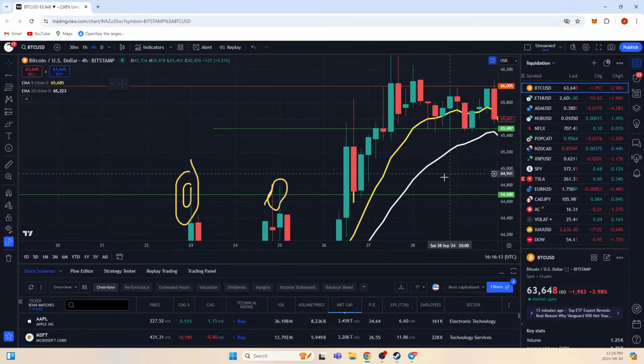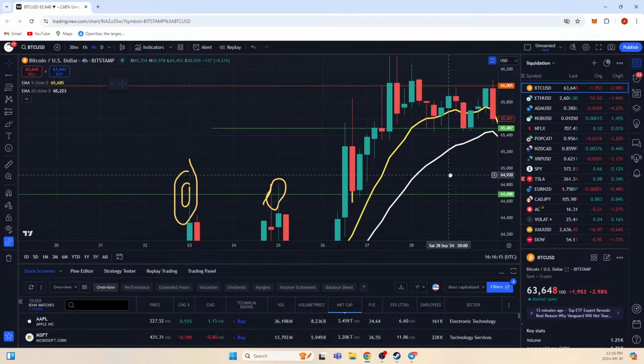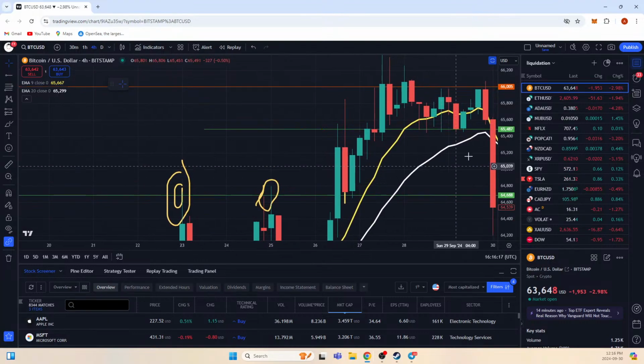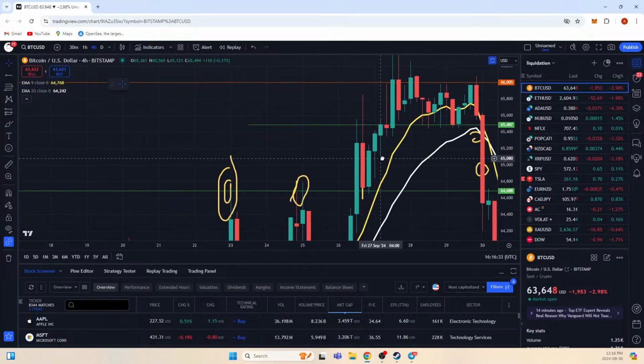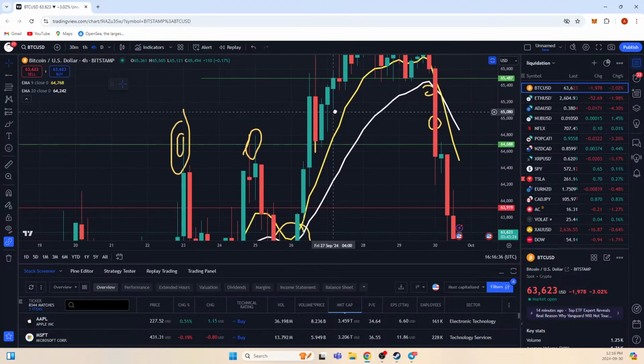What happened next? We ended up breaking 65.4. Boom. 4-hour candlestick on the way towards the downside. Guess what happened? People were probably thinking, oh, I'm going to enter along here. Wrecked. Oh, I'm going to enter along here. Wrecked. I'm going to enter along here. Wrecked. And the reason why is because when BART formations play, they will play to the bottom.